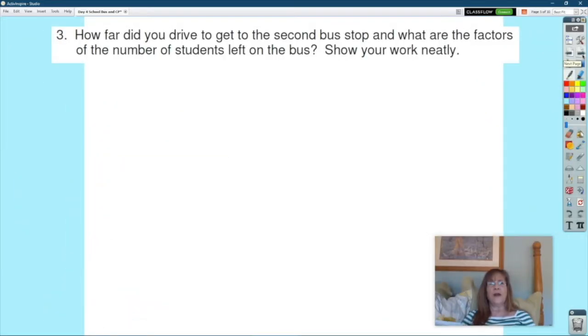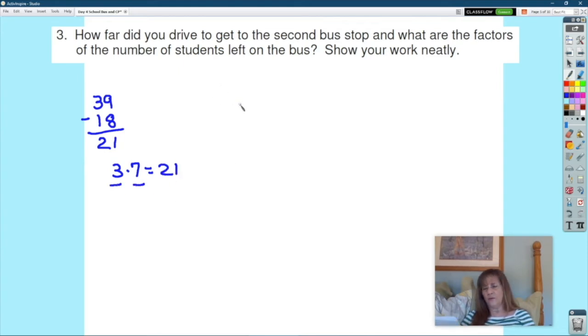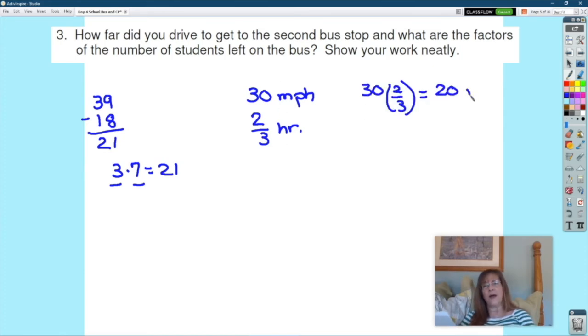How far did you drive to get to the second bus stop? And what are the factors of the number of students left on the bus? We had 39, and then we let 18 off, which gives us 21. And it wants to know what the factors are. Well, 3 times 7 is equal to 21. So the factors would be 3 and 7. How far did we drive? We drove 30 miles per hour for 40 minutes, or 2/3 of an hour. When we multiply these together, we get a total distance of 20 miles.